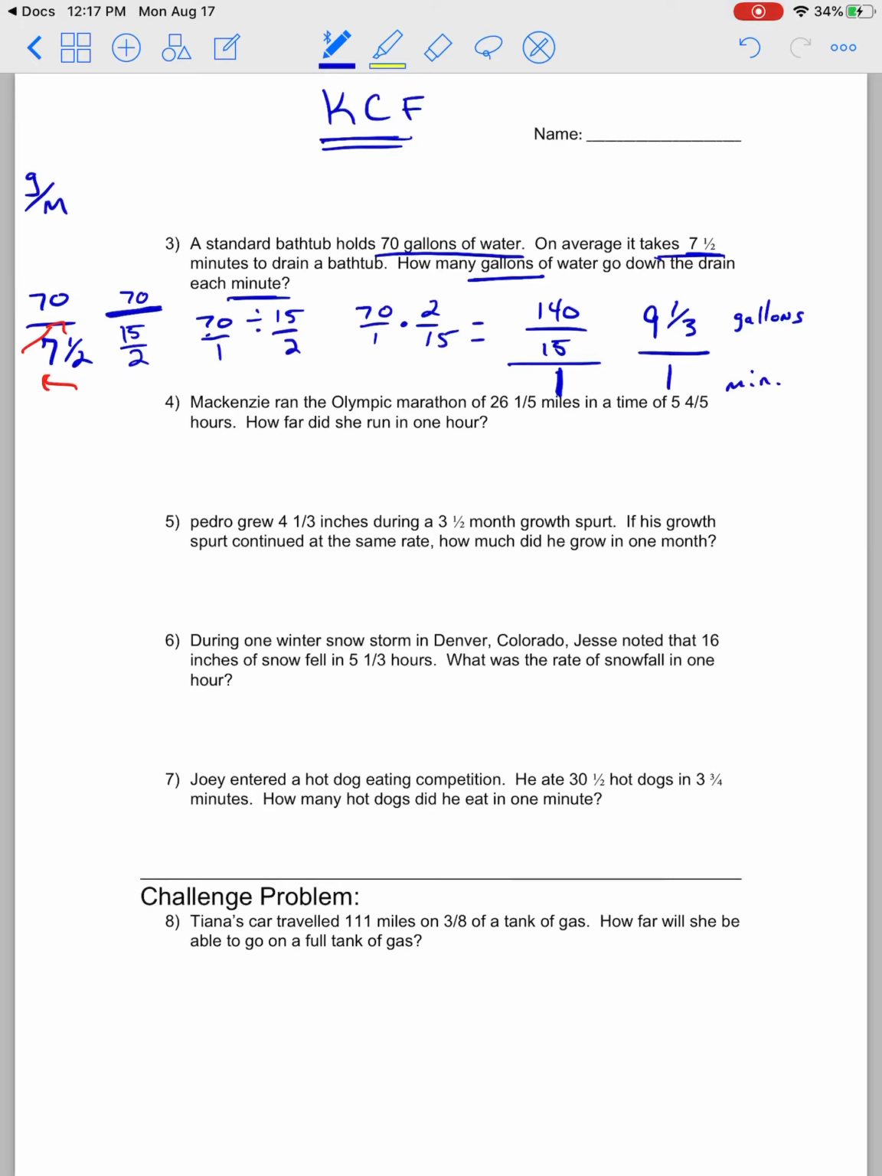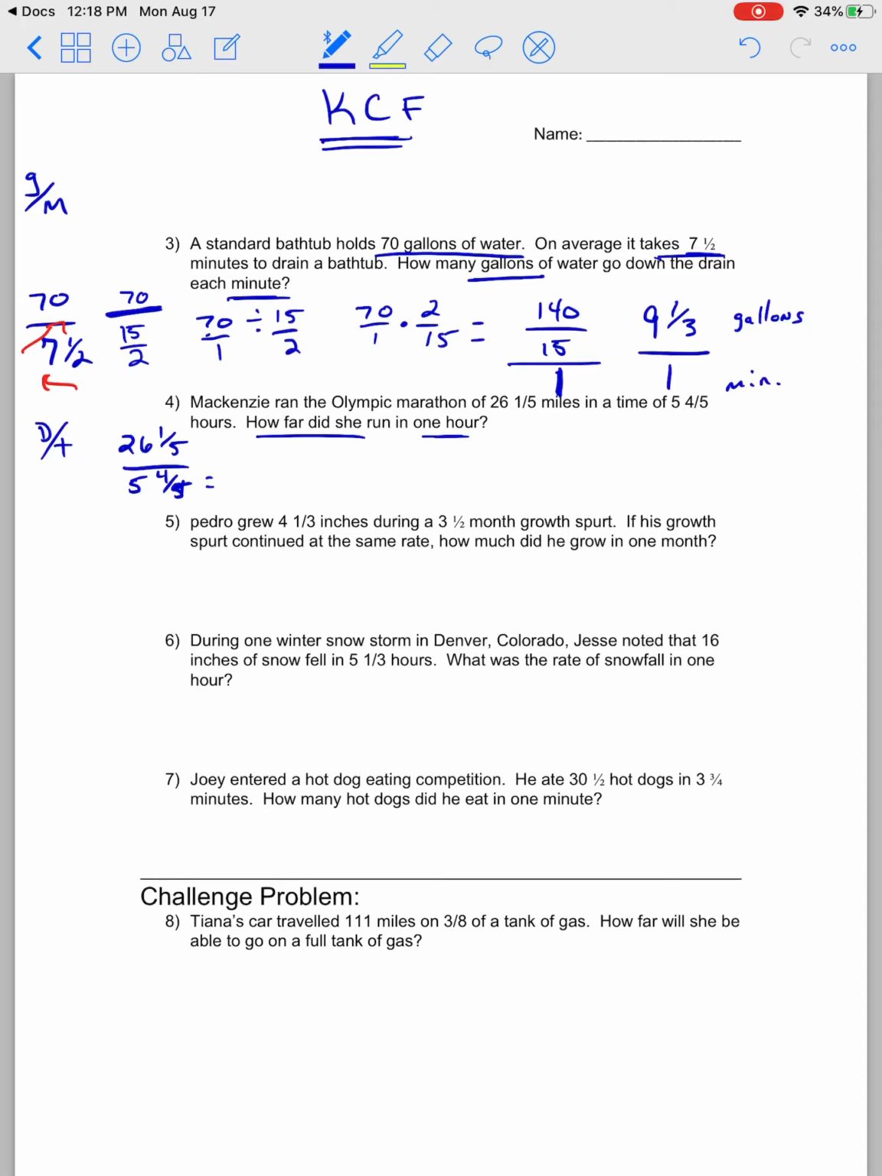Let's look at another one here. Mackenzie ran the Olympic marathon of 26 1/5 miles in a time of 5 4/5 hours. How far did she run in 1 hour? So we're talking distance over time, right? Which would be 26 1/5 over 5 4/5.